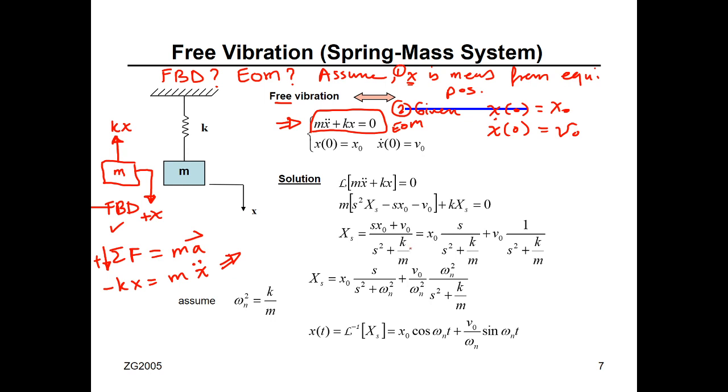Now, from this step to this step, I'm going to do one small step: divide the numerator and denominator by m. Is that okay? Divide by m. So here you will have k by m.